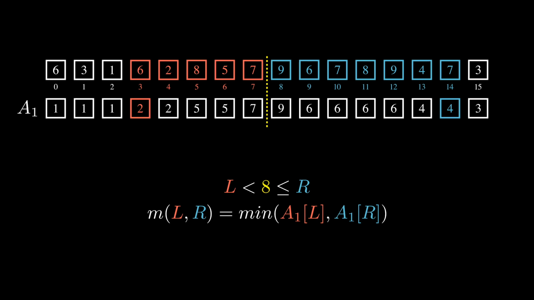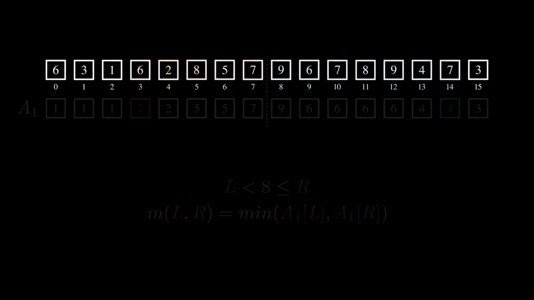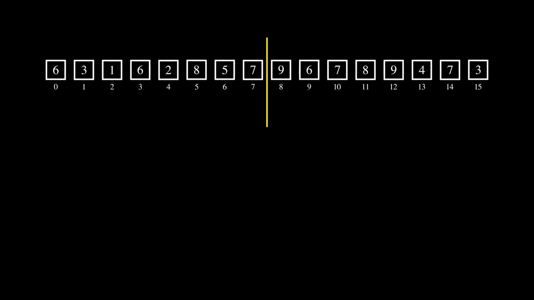If L and R are both in the first half of the array, we can't use A1 anymore, since that contains the ranges originating from the center point. This is where divide and conquer will help us out. We know that a query either completely lies in the first half or it completely lies in the second half if it doesn't cross the center point. Let's draw a solid yellow line to indicate the two partitions created.